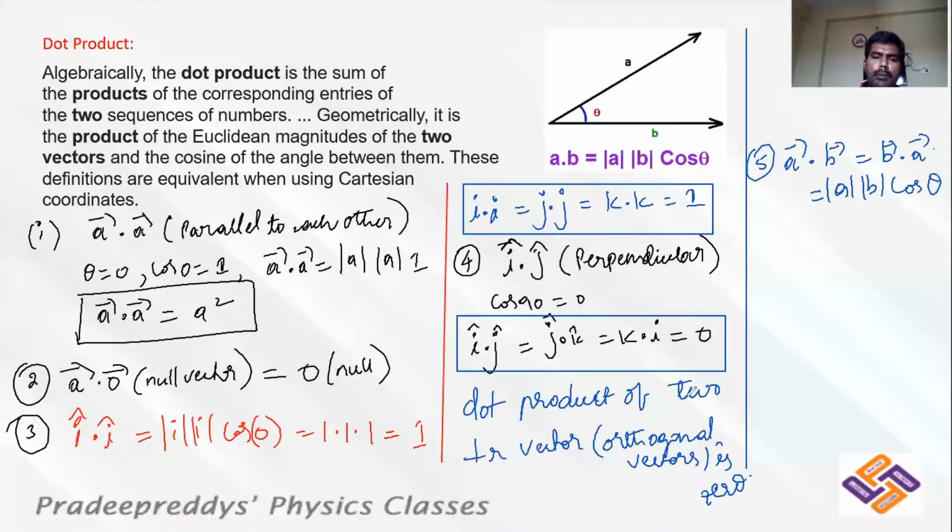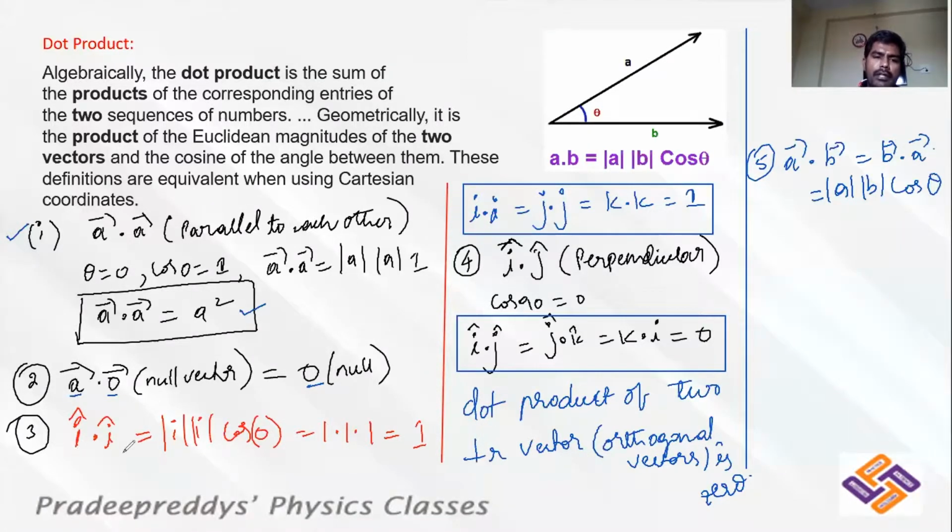These are called properties of dot product. The first property is that a bar dot a bar, as these are parallel to each other, is equal to a square. And when you are multiplying a bar with a null vector, you will get 0. But you should not call this a null vector, because the final product is a scalar quantity in dot product.